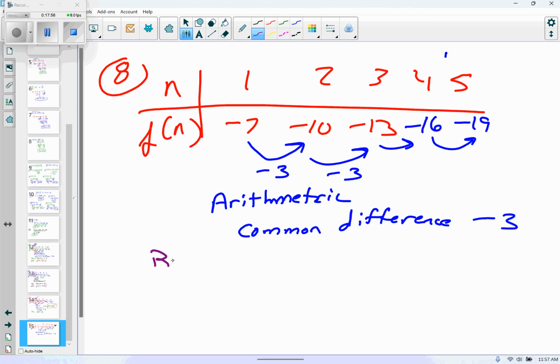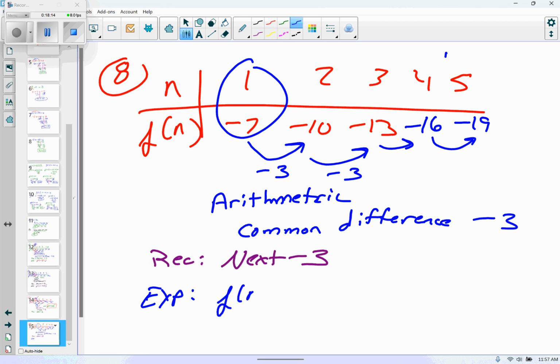Our recursive function is going to be something like next minus 3, or previous -3, something like that. And then my explicit function, I might be able to do this. So we're taking a look at that. We're going to go f at n equals -3n minus 7. Okay. If I take 1 and I plug it in right here, that is going to give me -3 times 1 is -3. -3 minus 7 is -10.